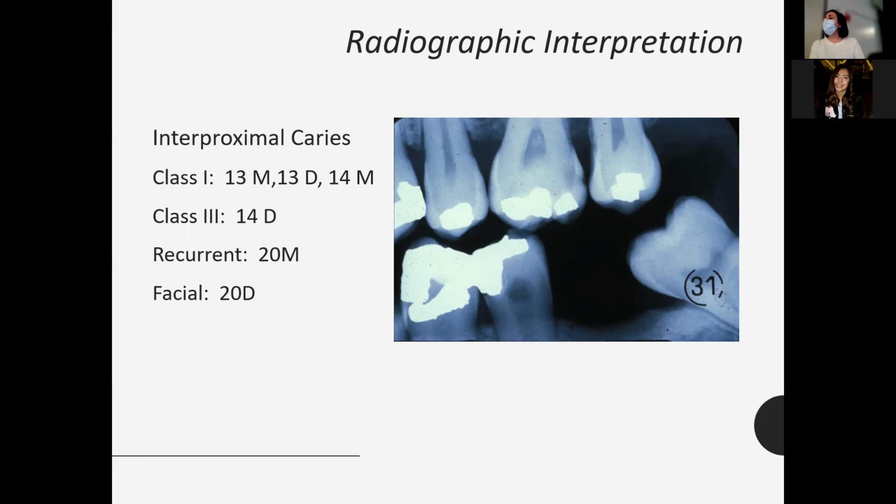Okay, and then 20 on the mesial, we have recurrent. Can you guys pick that out? So we have 18, 19's missing, 20, and yeah, this little notch, you see this little notch right here? That's the recurrent decay on the mesial of 20. And then you see how this looks a little bit rounder and darker right here? So that's a little bit of a facial decay.